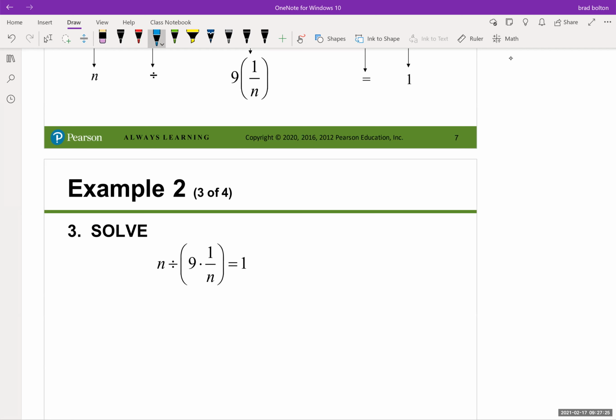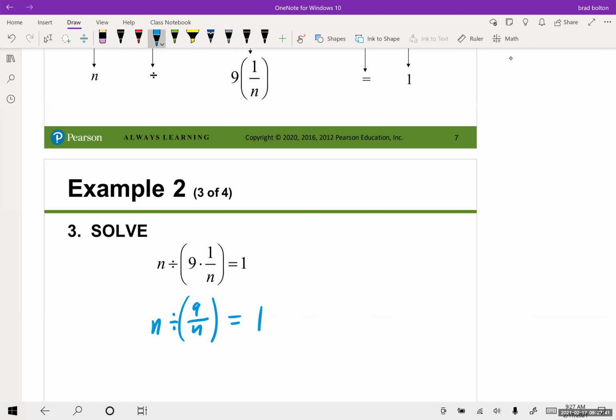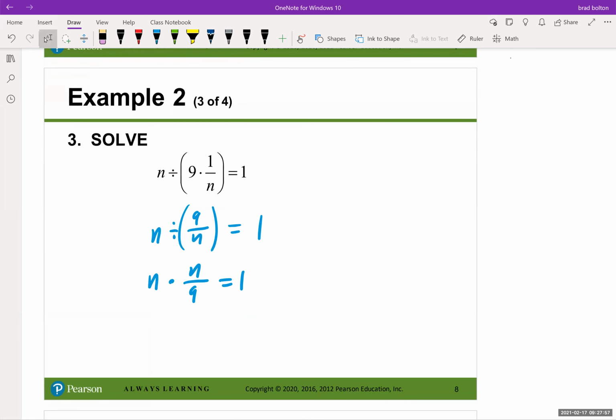First things first, let's rewrite it: n divided by 9 over n, right? Because 9 times 1 over n is the same as 9 over n, equals 1. We know that division can be changed to multiplication. So we're going to have n times n over 9 equals 1. Okay, now hold on real quick. Let me catch up in my notes. All right, so now we end up with n squared over 9 equals 1.